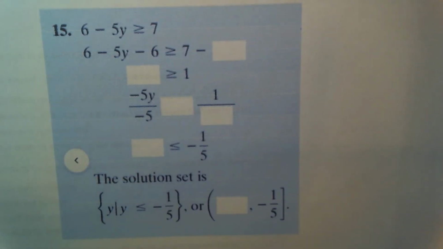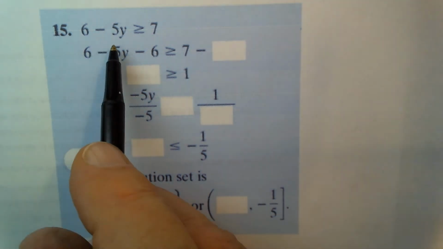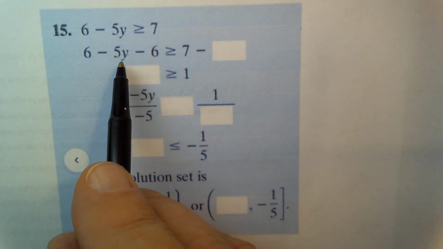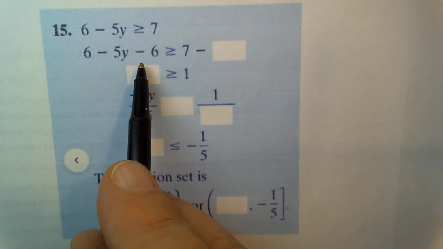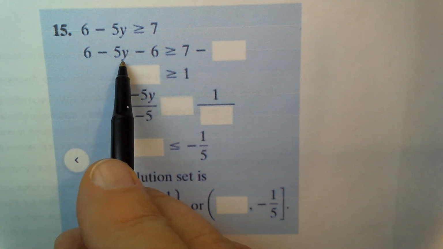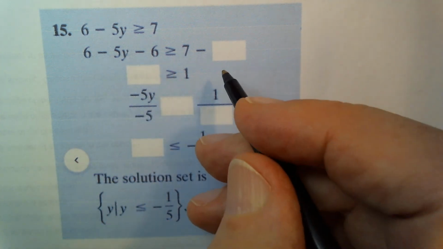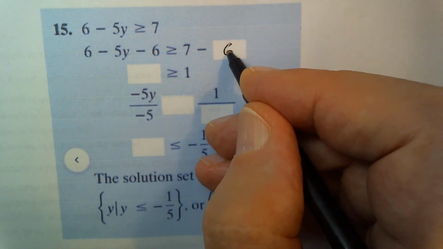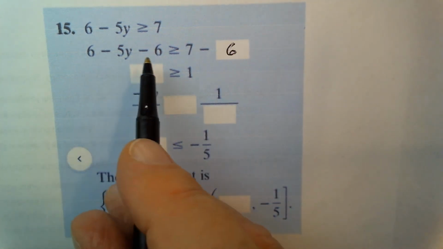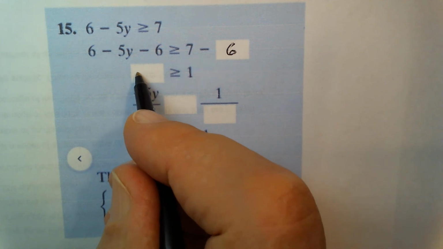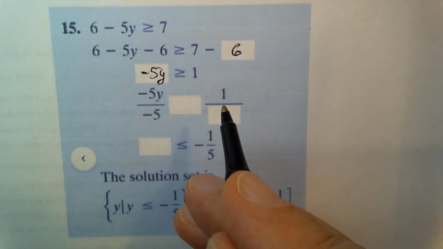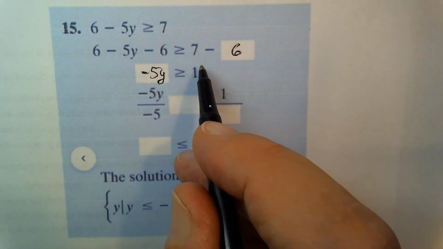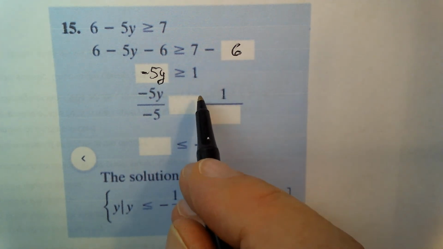And here's an example of another guided solution. So we begin with the inequality 6 minus 5y is greater than or equal to 7. Then to isolate the term with the variable on the left side, we subtract 6 on both sides. So 6 minus 5y minus 6 is 7 minus 6. Now on the left side, 6 minus 6 is 0, so we only have minus 5y on the left side, greater than or equal to 1, because 7 minus 6 is equal to 1.